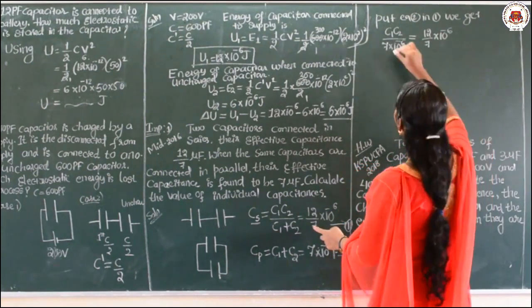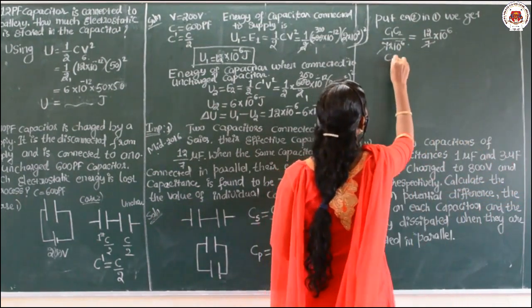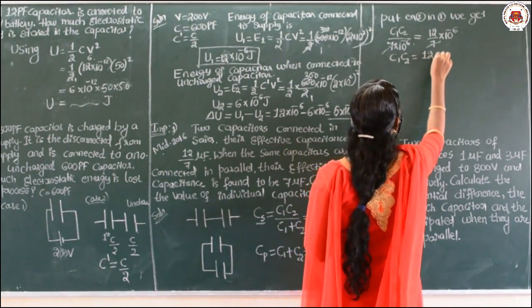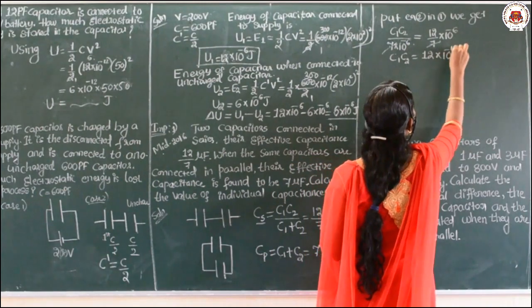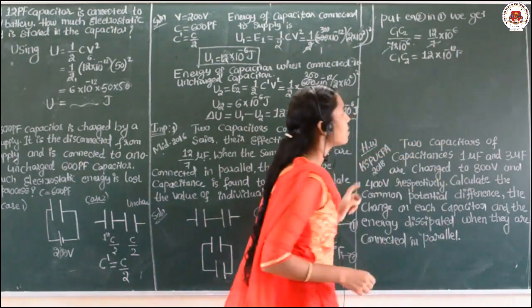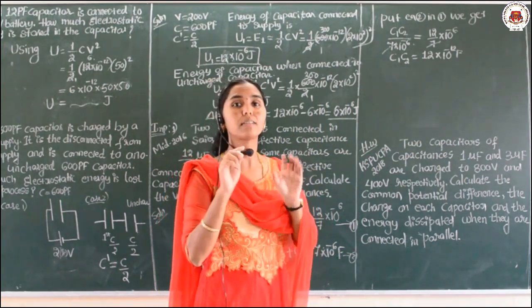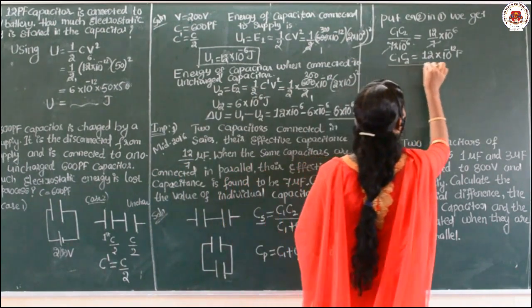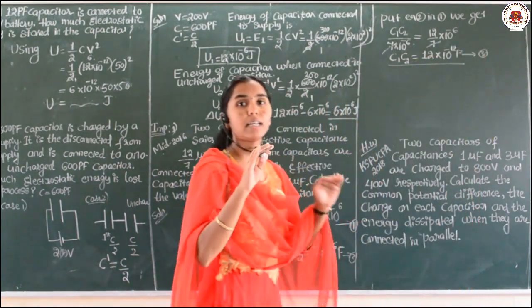And see dear children, here this 7 will get cancelled. So what is the remaining value? C1 into C2 is equal to 12, and this power is multiplied here, it becomes minus 12 farad. This is my answer. But the question is what? C1, C2 separately we need to calculate. So, call it equation number 3, we had one relation.